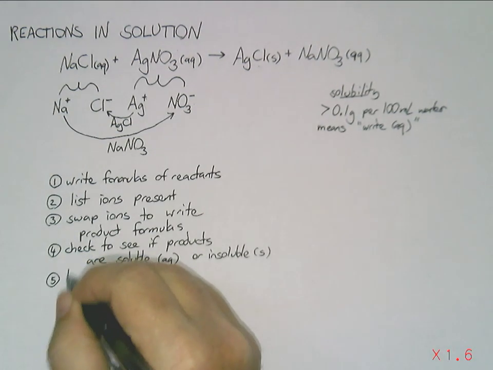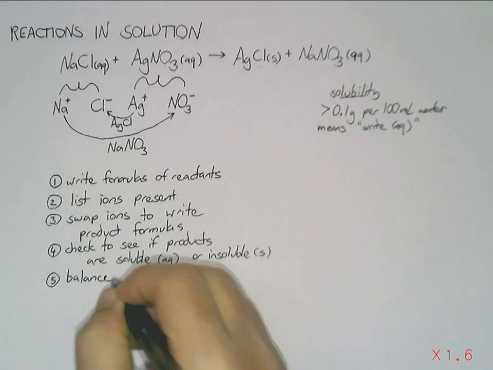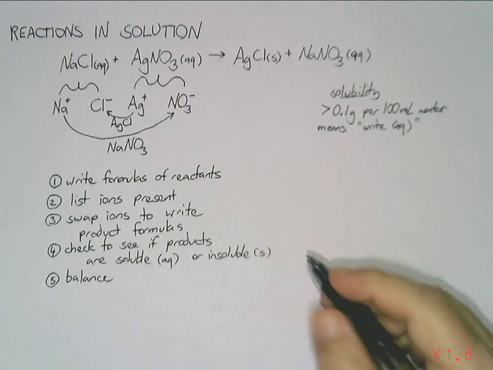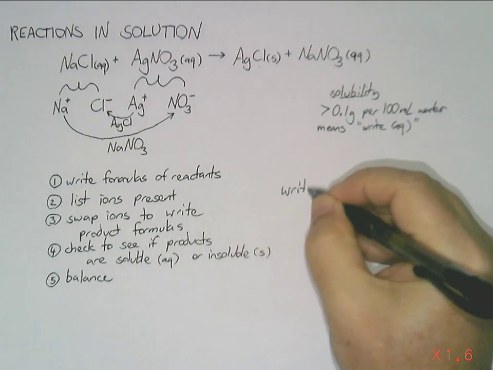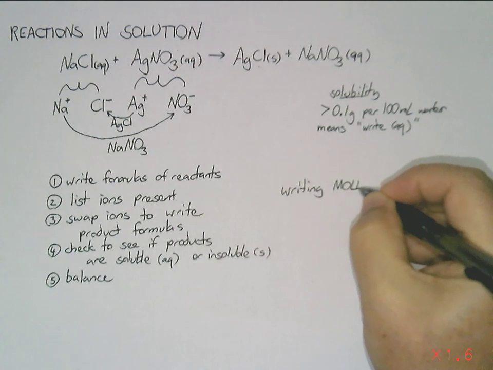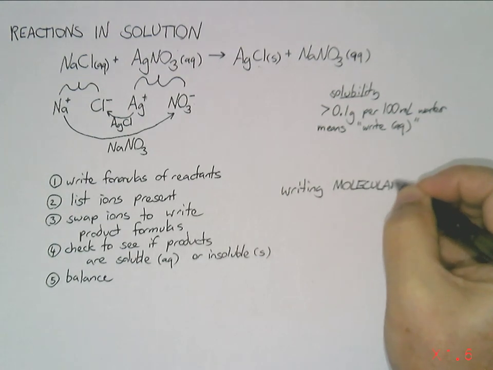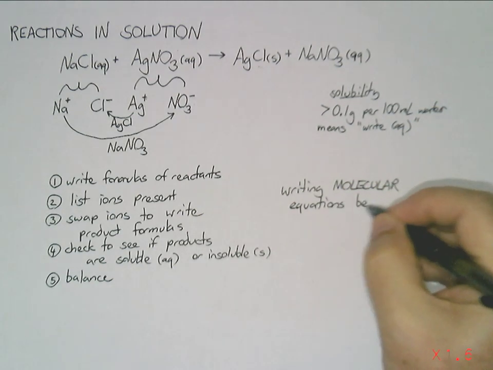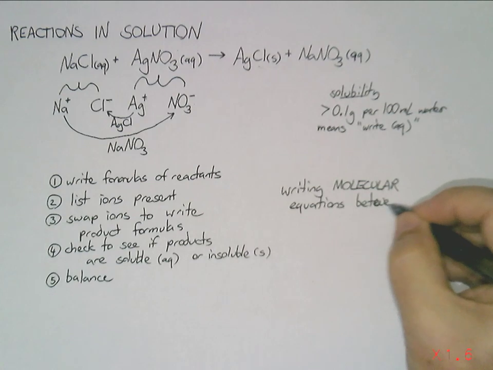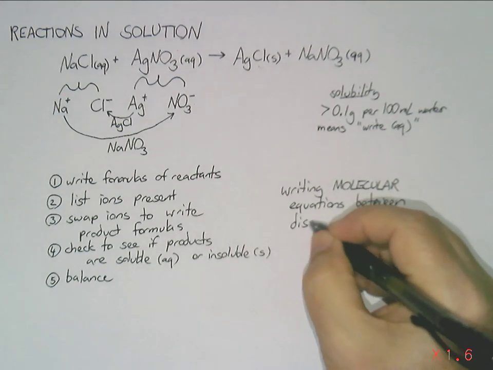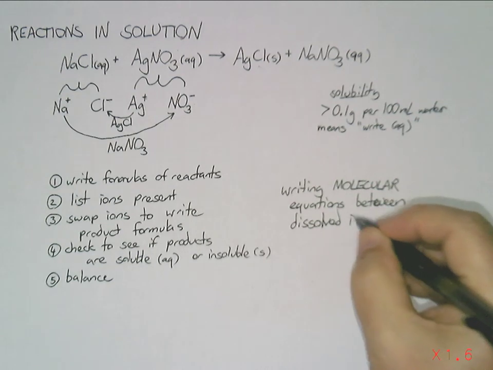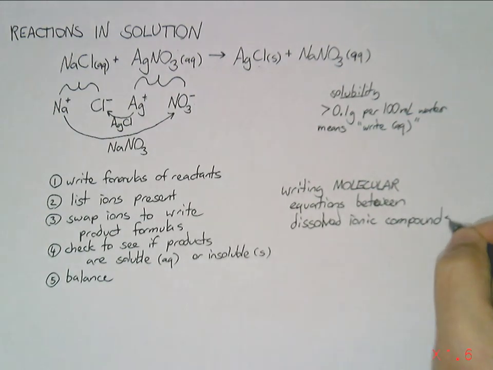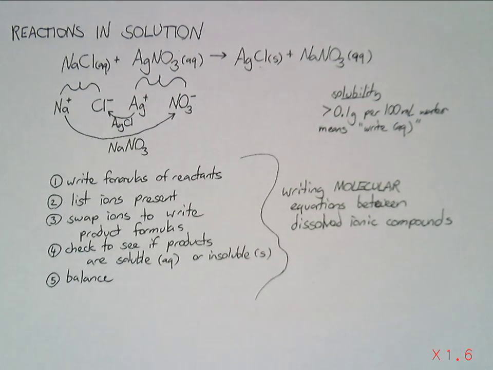The fifth thing we did is balance the equation. So this is a 5-step procedure for writing what we call a molecular equation. So this is the procedure for doing that.